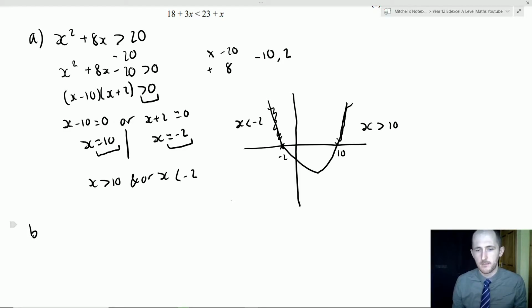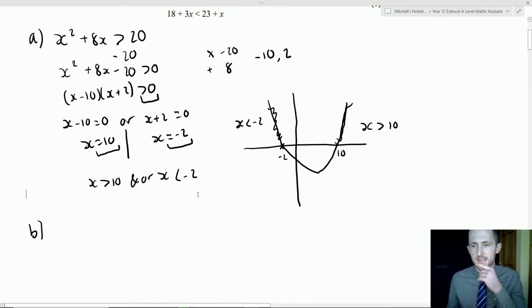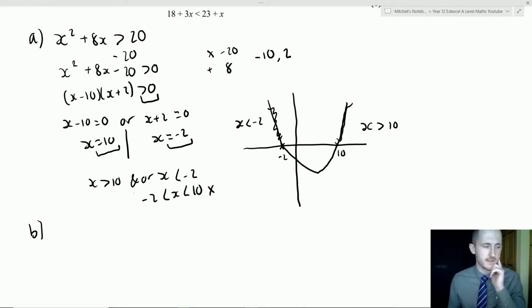But keep in mind that a lot of the time in exams, students will forget how to work this out, so they'll just guess. What they tend to write every single time is minus 2 less than x less than 10, which in this case is wrong, but in a lot of cases is right. So you need to know when it's right and when it's wrong, otherwise you drop a mark for no real reason. Okay, so hopefully that's all good.